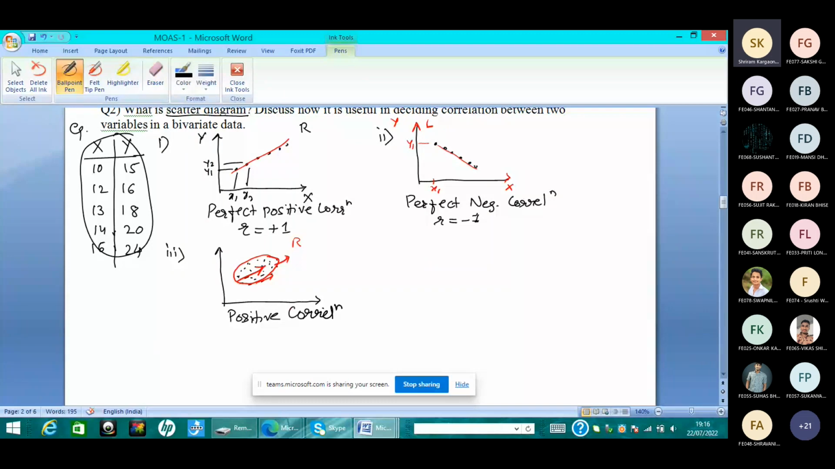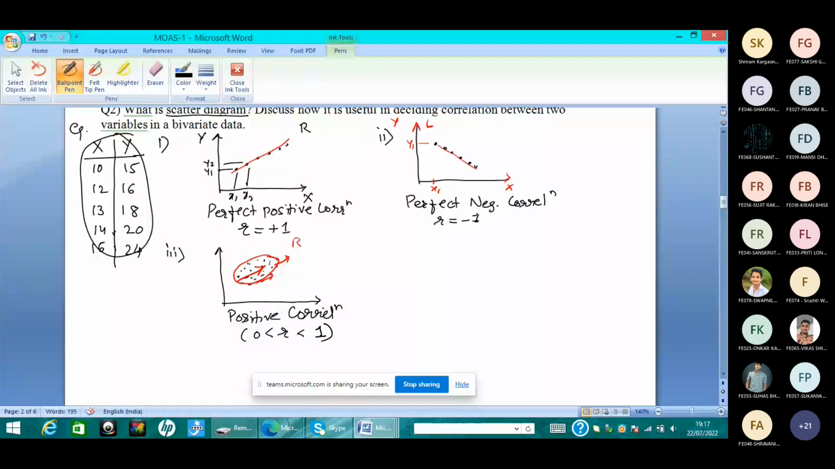In this case, the correlation value will lie between 0 and less than 1. Understand it? So for positive correlation, it will lie between 0 and 1.